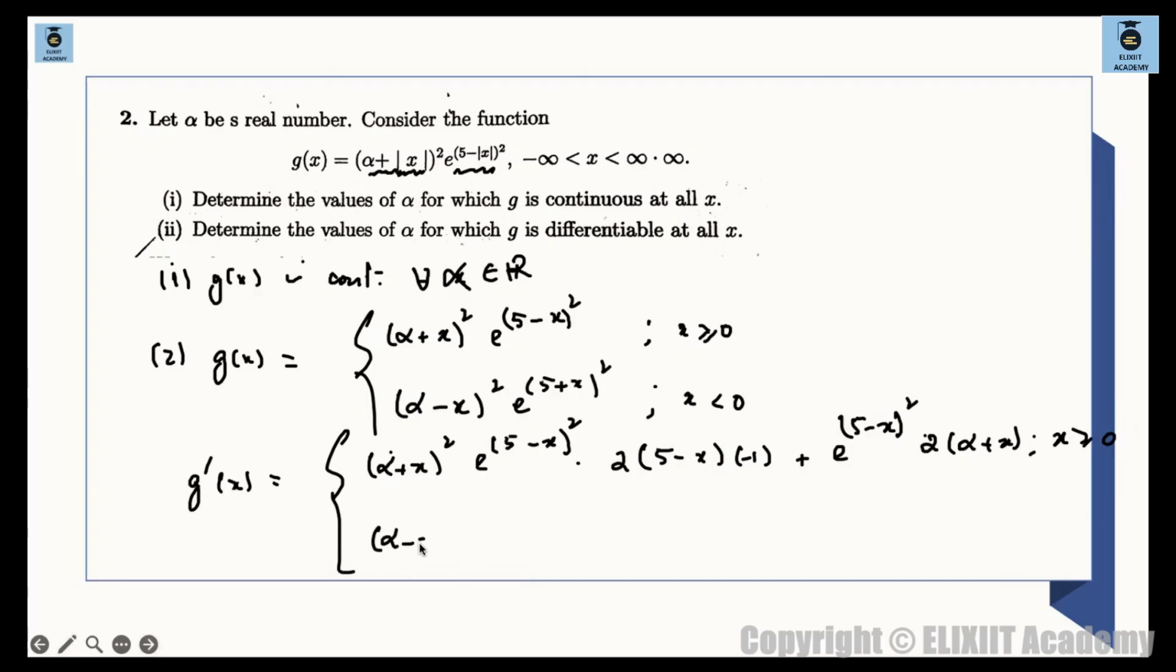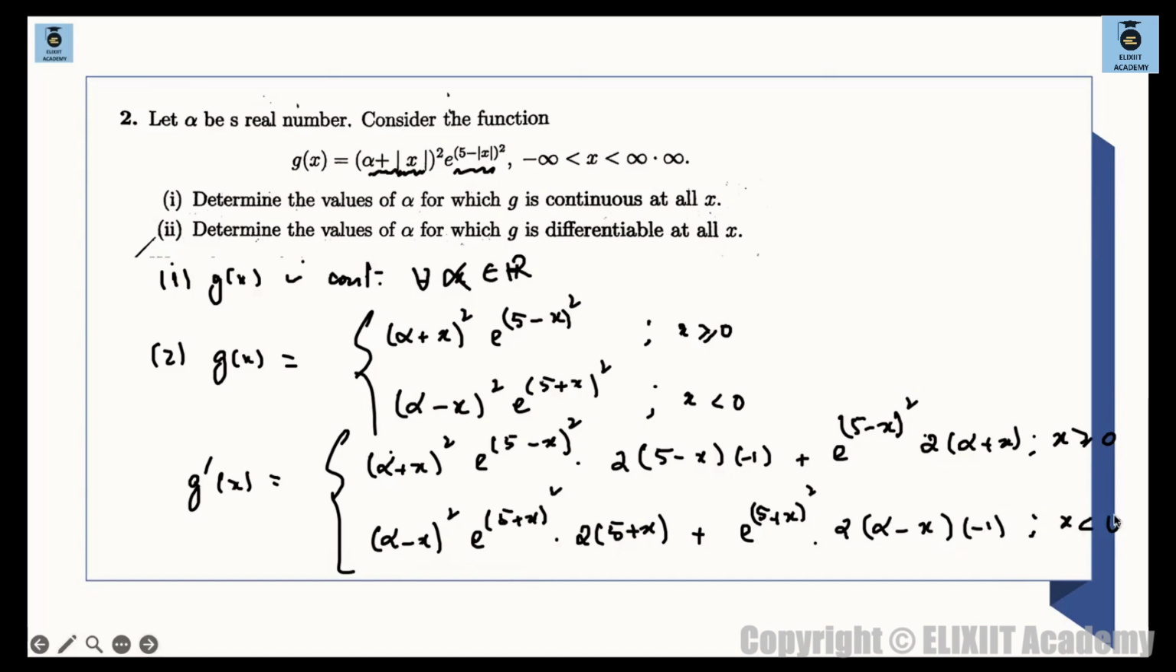So alpha minus x whole square into e raised to the power of 5 plus x whole square into 2 into 5 plus x, plus e raised to the power of 5 plus x whole square into differentiation of this, which is 2 into alpha minus x into differentiation of alpha minus x, which is minus 1, when x is less than 0. So this is your g dash x.